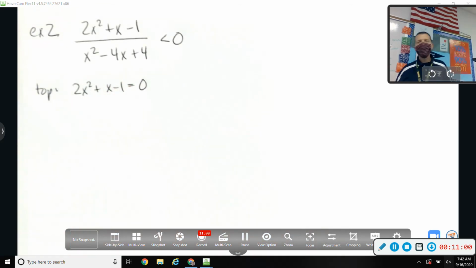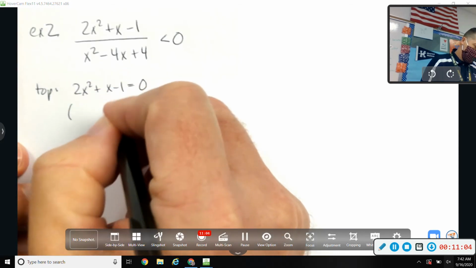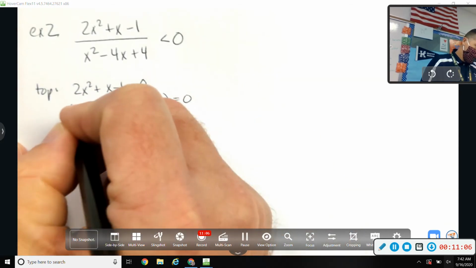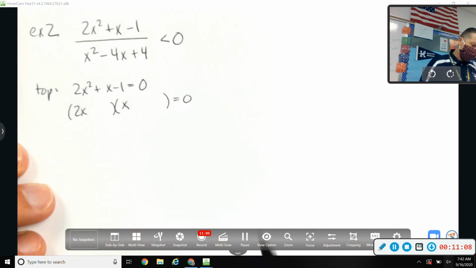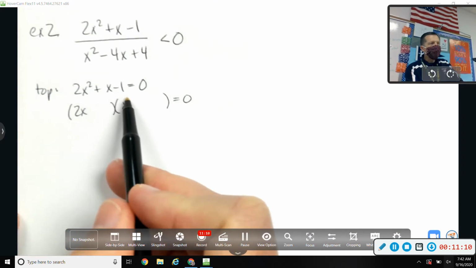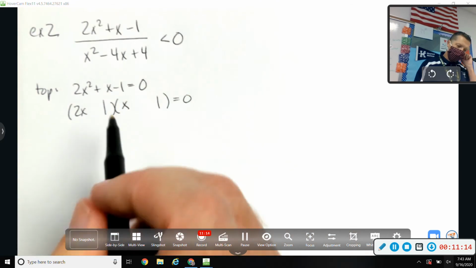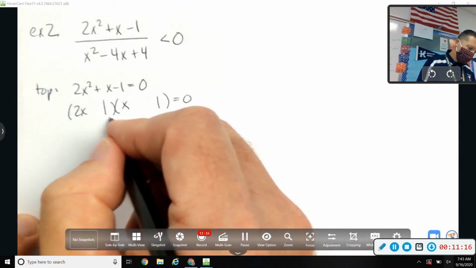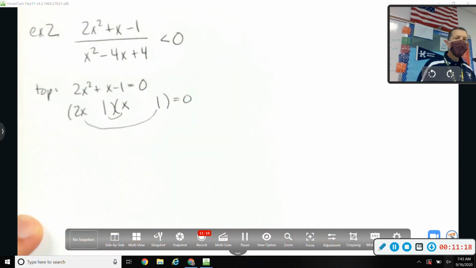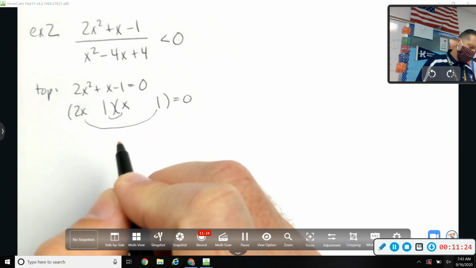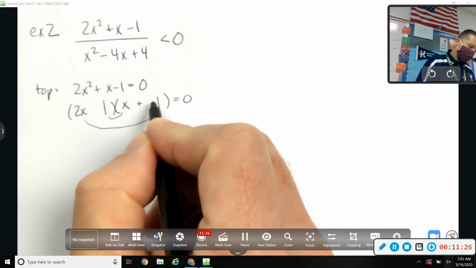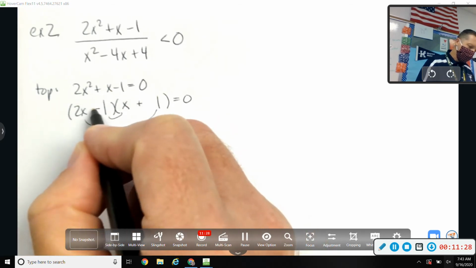Uh-oh, got a factor with the 2 out front. 2x and x. Oh, this isn't bad. It's got to be 1 and 1. That's the only way to make 1. So the only thing I'm worried about is the plus or minus thing. I need the O and the I of FOIL to make a positive 1. So I need a positive 2x and a minus x.